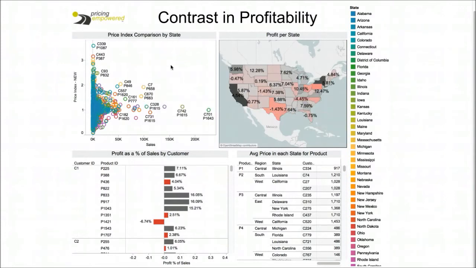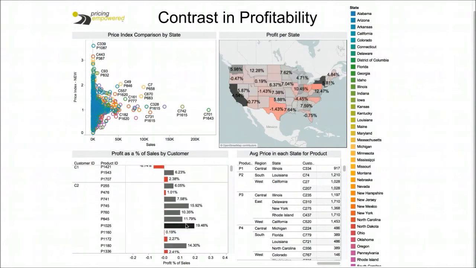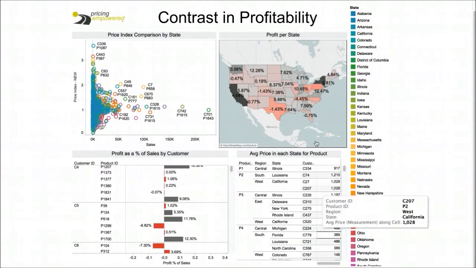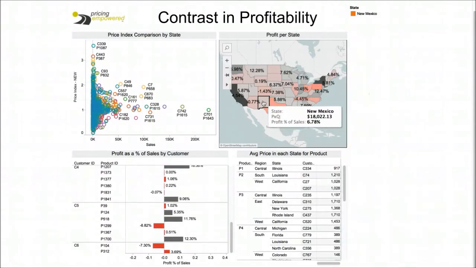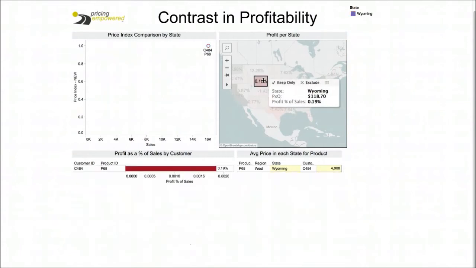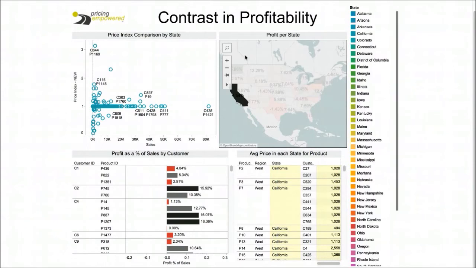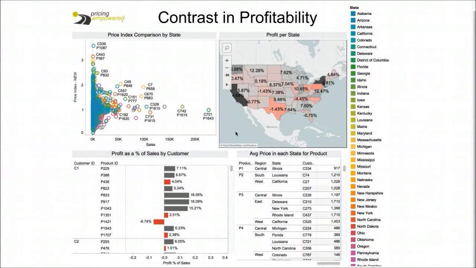On this dashboard, we have the price indices for each customer and their products, a map of profit for each state, profit as a percent of sales organized by state, and then average price of those products. This dashboard is driven by the map. So when we click on a specific state, the other charts will zoom in on the data for that state. Here we are trying to find the least profitable products in each state, which might be affecting a state's overall profit. So when looking at the map of profit, it is colored by the dollar amount of profit.